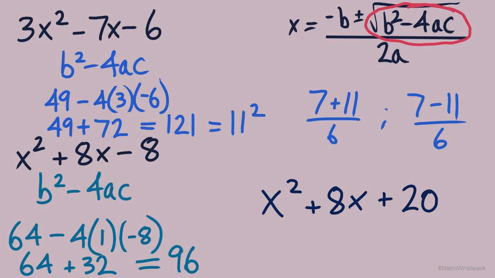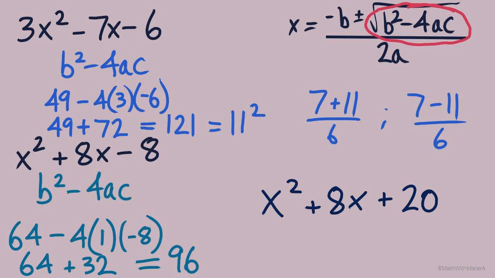Okay? So a perfect square in b squared minus 4ac means we will get nice fractions or integers, and it means that we were dealing with something that could have been factored. If b squared minus 4ac does not give us a perfect square, it means our zeros are going to be irrational numbers, and it means that we were working with a trinomial that could not have been factored.